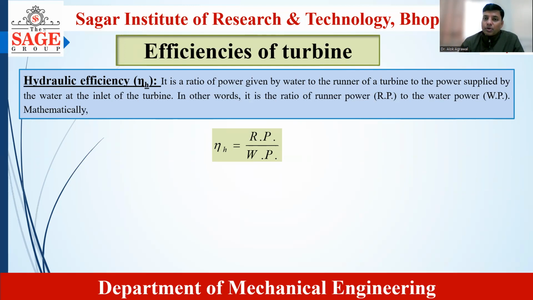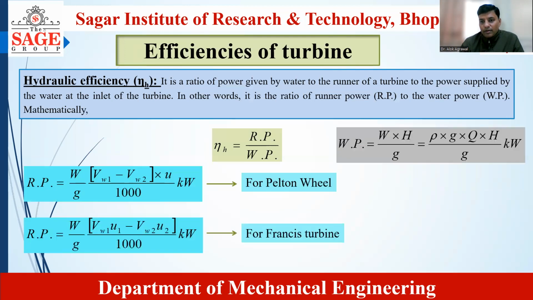So what is water power? Water power depends upon the weight of the water which is striking the blade. So it is W into H, where W, capital W, is weight, which can be further written as rho into g into Q multiplied by H. H is net head. Here we are not taking gross head, we are taking net head because this is the effective head. So this is water power, which is the denominator, and runner power depends upon the type of turbine.